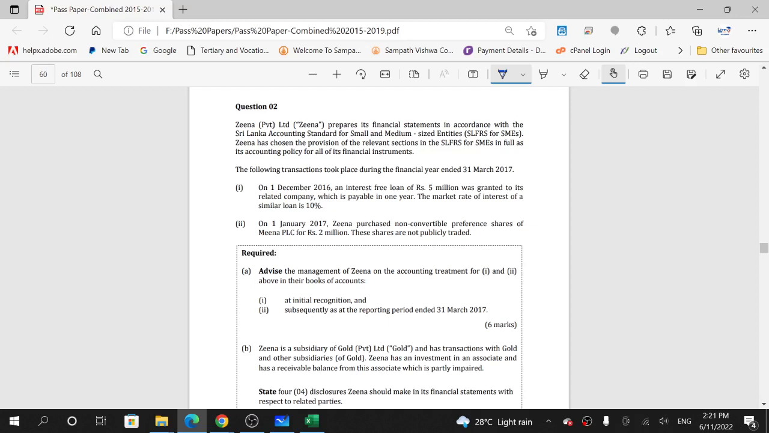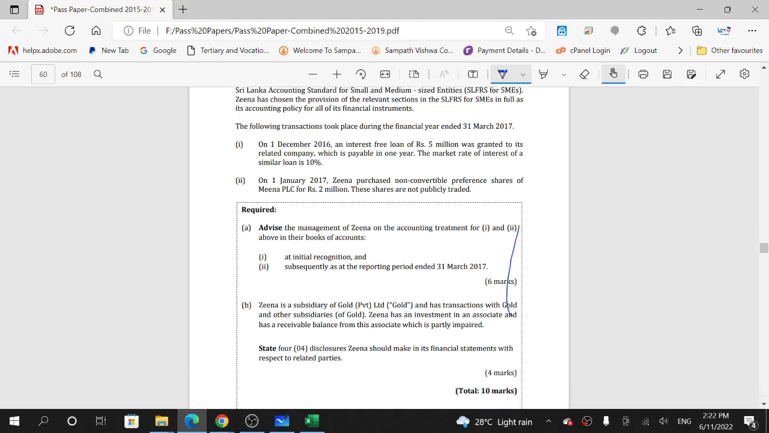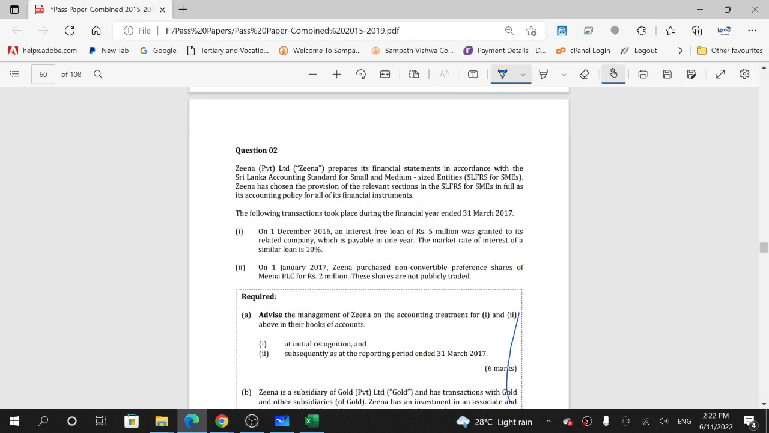Now we'll look at the required part. Advise the management of Zena on the accounting treatment for 1 and 2 above in their books of accounts at initial recognition and subsequently as at the reporting period ended 31st March 2017. Zena is a subsidiary of Gold Private Limited and has transactions with Gold. The subsidiary Zena has an investment in associate and has a receivable balance from the associate which is partially impaired. State the relevant disclosures. Okay, so that is not relevant for us. We want the part A of this. Advise the management of Zena on the accounting treatment for 1 and 2 above in their books of account at initial recognition and subsequently as at the reporting period 31st March 2017.